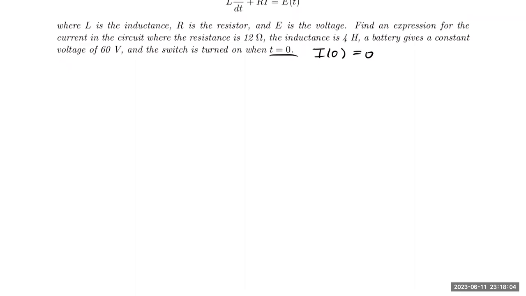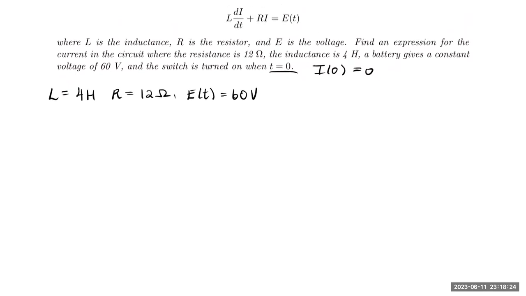We're told that the inductance is 4 Henry, the resistance is 12 ohms, and the voltage is 60 volts. So that means our differential equation becomes 4 di/dt + 12i = 60. So we have a constant voltage throughout.